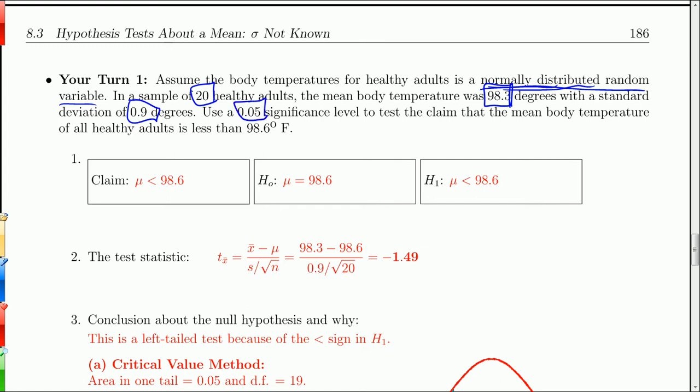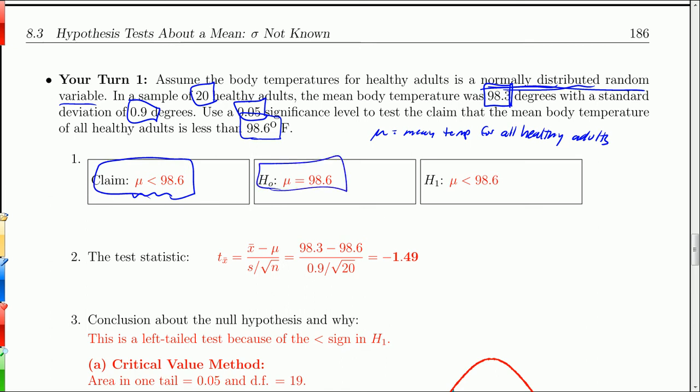Use a 0.05 significance level to test the claim that the mean body temperature of all healthy adults is less than 98.6. So we're claiming that mu in this case is the mean temp for all healthy adults. And I'm claiming that it's less than 98.6. The null gets the equal to sign, the alternate gets the claim.